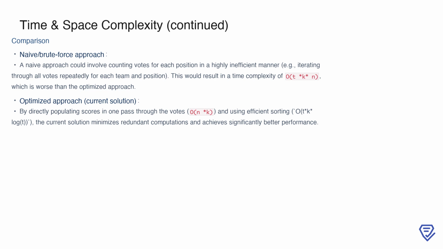By contrast, the current solution efficiently populates scores in a single pass through the votes, with a time complexity of O(n*k), and uses a well-optimized sorting step with T*k*log T. This reduces redundant computations and ensures much better performance, especially as the input size grows.